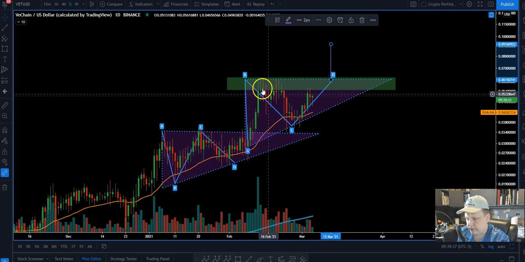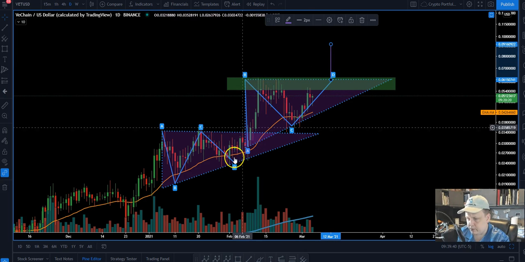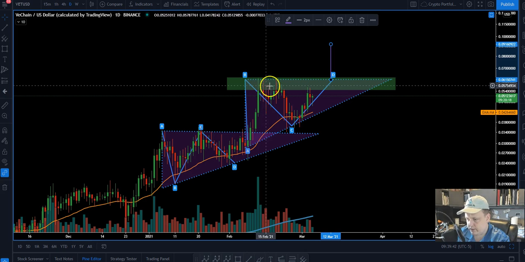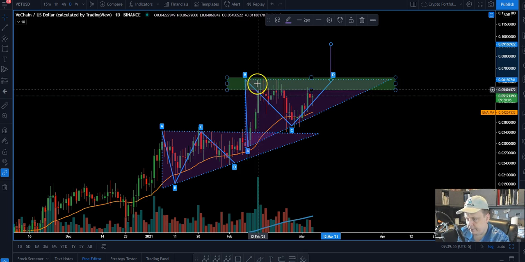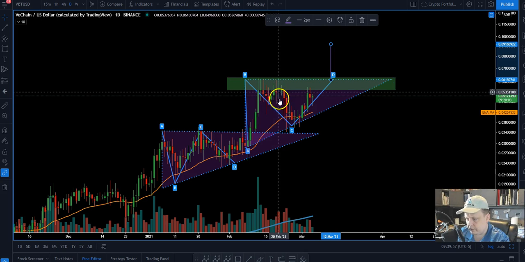As you can see over here, these wicks, other than this one because that was part of the move, these other wicks here, you see how volume is lower than that high peak. So that should be an indication that it's just price discovery and consolidation.